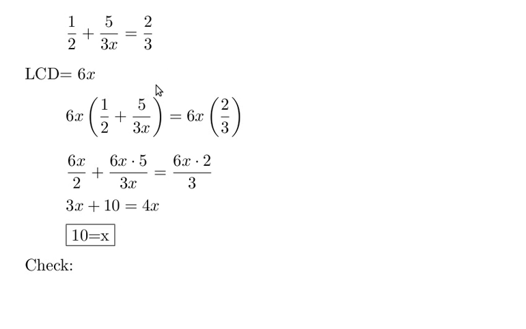So 1/2 plus 5/3 times 10. Now I need to see if this equals the right side, which is 2/3. So 5/3 times 10, that's going to equal 5/30, because 3 times 10 is 30. I just multiplied these two together.